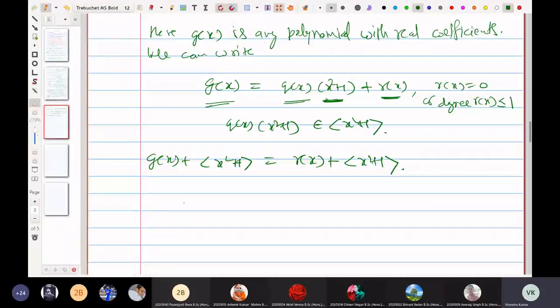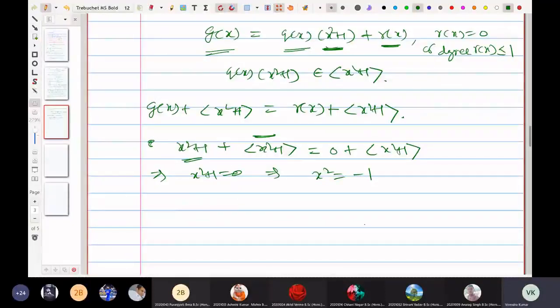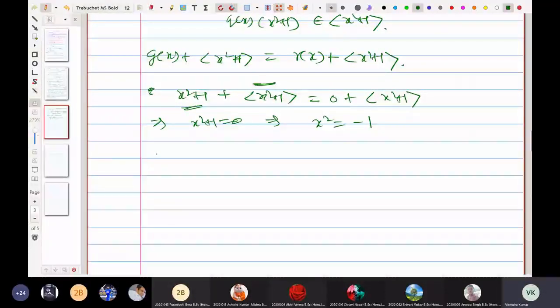And one more thing, we can have some example here. You see, in a particular case, if we take x square plus 1 plus the ideal, because x square plus 1 is a member of this set, we get 0 plus the ideal. And this means that x square plus 1 equals 0, which implies that x square equals minus 1. x square is minus 1. Okay. So for instance, let us consider x plus 3.